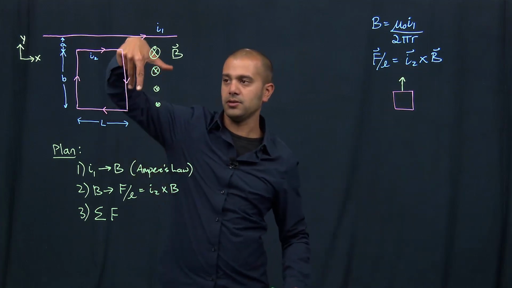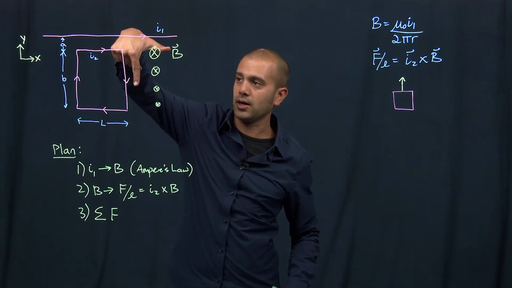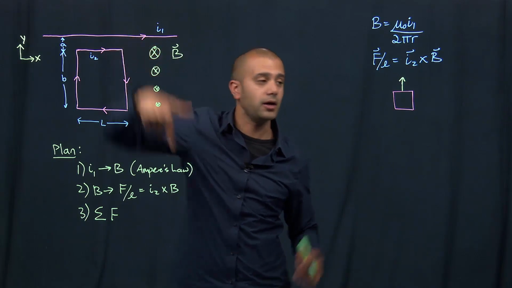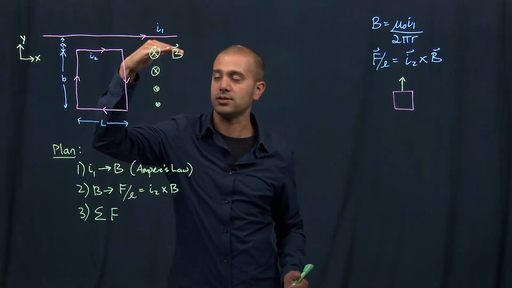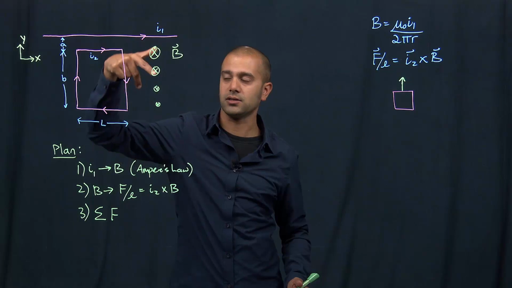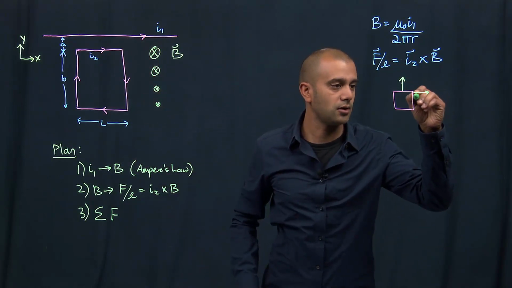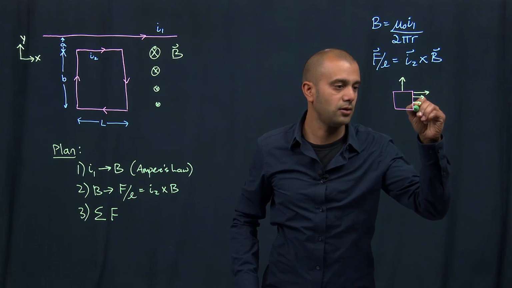On the right-hand segment, we have a current that points downward, and the field is pointing into the board again, which gives us a current pointing to the right. But notice that the field itself is diminishing as you get further away from the wire, which indicates that the force will also diminish as you get further away from the wire. So to indicate that, I'm just going to draw a few vectors that get smaller.